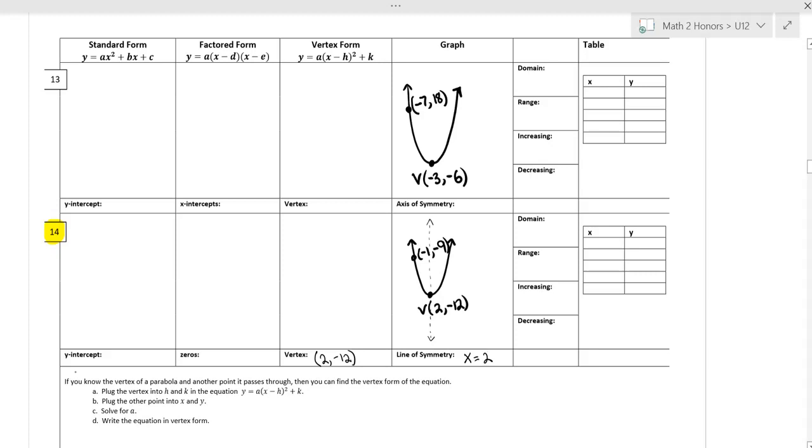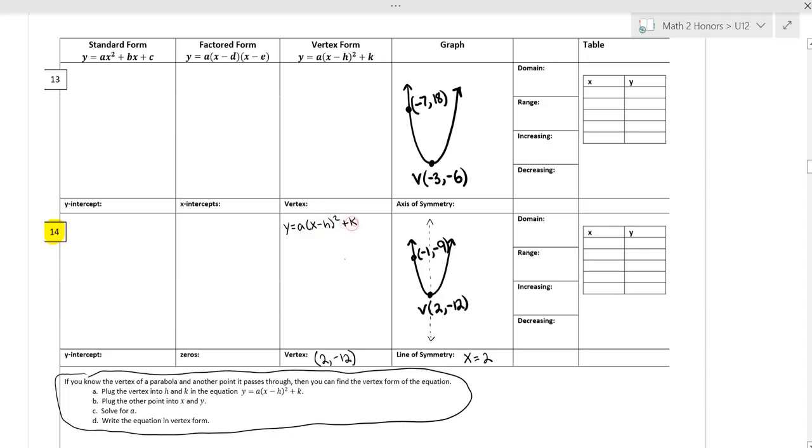And notice down here we got some notes on how to find vertex form if you have the vertex and an additional point. Vertex form is y equals a times (x minus h) squared plus k. We have h and k, that's our vertex. So I'll plug that in. I get y equals a(x minus 2) squared minus 12. And then we take our additional point, which is (1, -9).